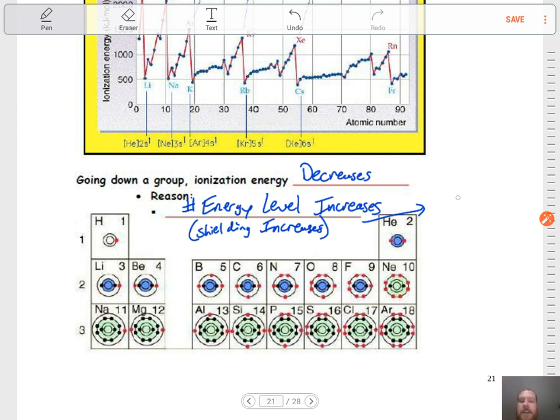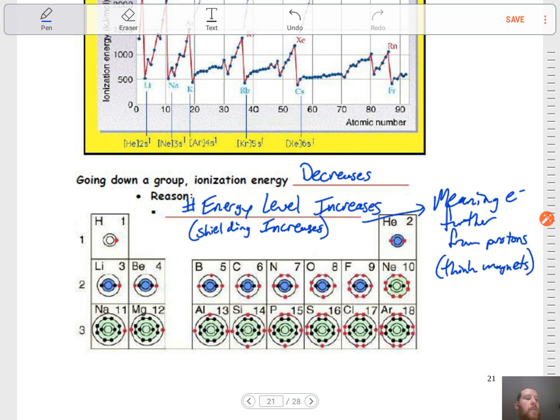So the way you want to think about it, guys, is like magnets, meaning the further from the protons your electrons get, the easier it is to remove them. So as your energy level increases, you're further from the proton, meaning it's going to be easier. If you think about magnets, the further you get from one magnet to another, the easier it is to manipulate them and move them around. But when you get them close together, they get much stronger.